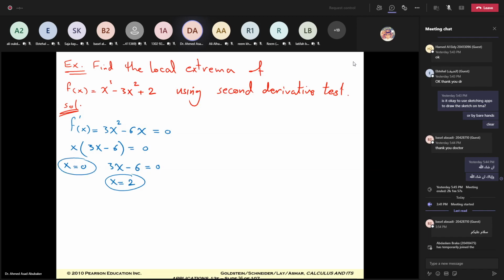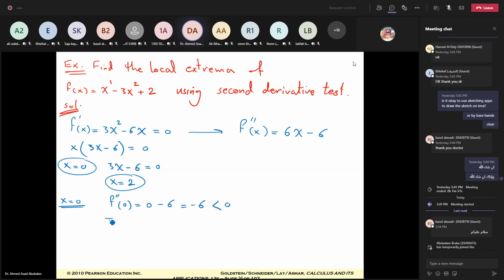Now these are stationary values, but we need to determine at which one f of x has a local maximum and at which one a local minimum. So we need to substitute what? x equals 0 in f double prime. What's the value of f double prime? Look at this. f double prime of x equals 6x minus 6. So substitute 0 in f double prime, we have 0 minus 6, so this equals -6, less than 0.